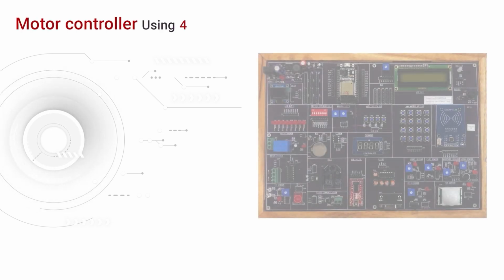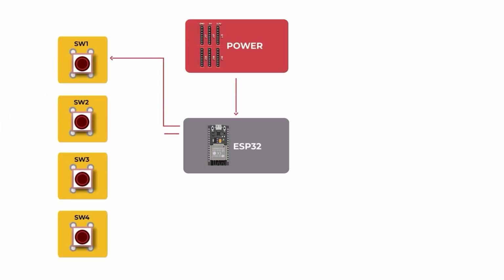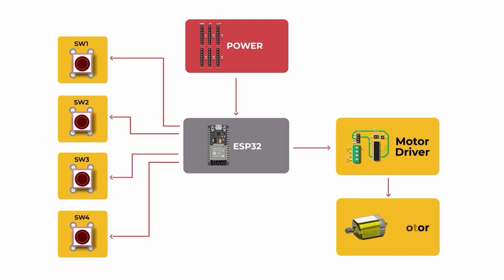Let us see an experiment for motor controller using 4-key switch. 4-key switch is an input and motor controller is output. The flowchart explains powering the 4-key switch to 3.3 volts, motor controller to the 12 volts, 5 volts for enable pin and 5 volts to the ESP32 which is already powered.